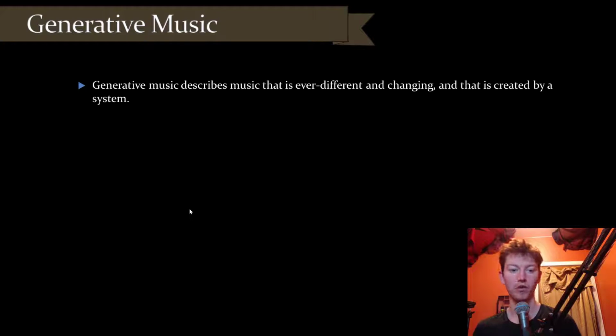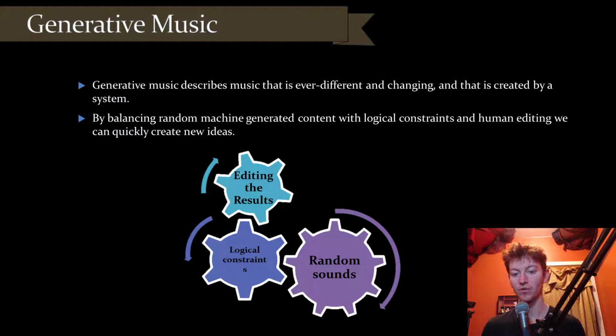All right, so let's talk a little bit more about generative music. Generative music describes music that is ever different and changing, and that is created by a system. By balancing random machine-generated content with logical constraints and human editing, we can quickly create new ideas. The idea is using editing on the results of what you're making, random sounds, and using logical constraints. In other words, setting aside certain parameters that it's going to work within, kind of like a scale. Because you don't want random notes everywhere, you want random notes within a scale.